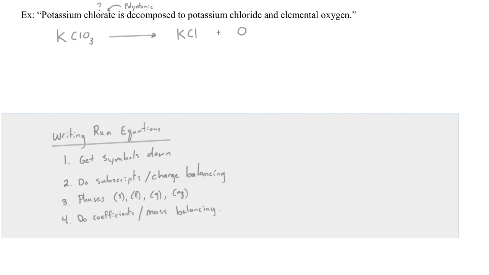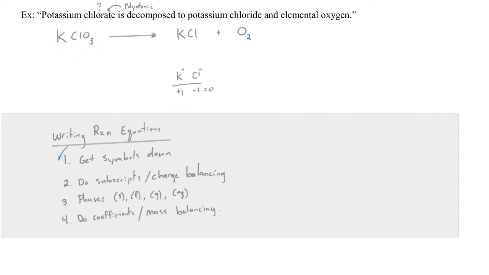Now let's go do step 2, which is subscripts and charge balancing. I'm going to start on the product side like I usually do and work my way backwards. The first thing we run into over here is elemental oxygen, or as the symbol O. Elemental oxygen is one of our diatomic elements, so it has the subscript 2. Then we go over to the other product, which is potassium chloride. Potassium chloride is an ionic compound, so we need to make sure it's charge balanced. Potassium has a +1 charge, chloride has a -1 charge, so the formula for potassium chloride is just KCl, so that's good. Then we go over to the reactant side.